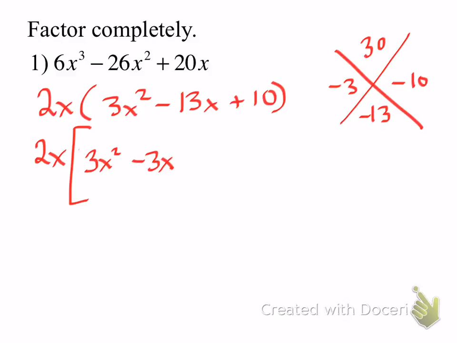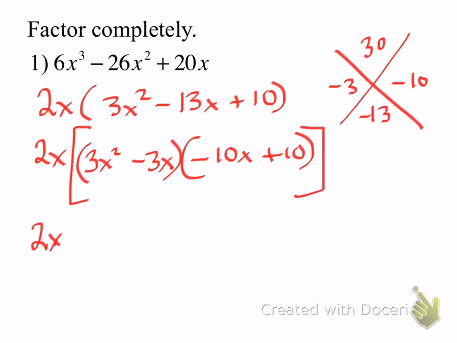Keep going. Times the quantity. No, minus 10. And then plus 10. Good. Now, I'm going to group. Take the first two. And now, don't forget my GCF. What am I factoring out of the first group, please? Josh. A 3x. And what's left? X minus 1. Good.